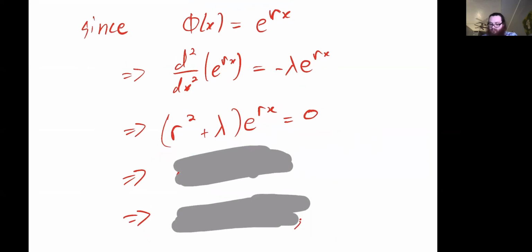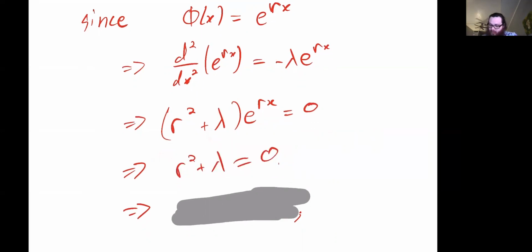And again, remember here, lambda is strictly positive. So in this case, we must have r squared plus lambda is equal to 0. Why? Well, e to the rx, even if we just draw a picture, looks something like that. This is never 0. So then we're left with this thing must be 0.